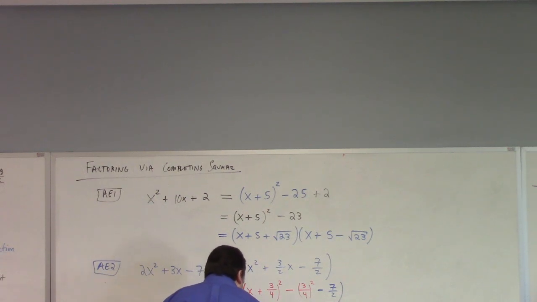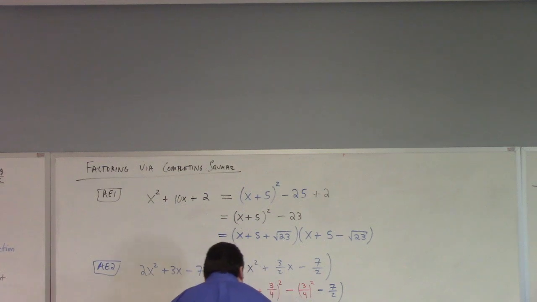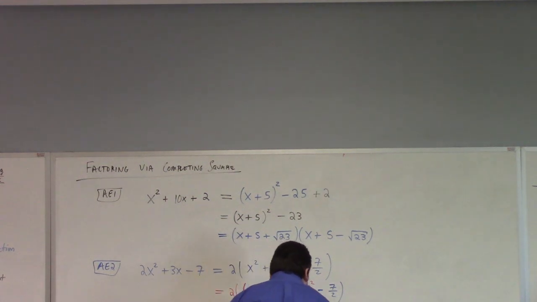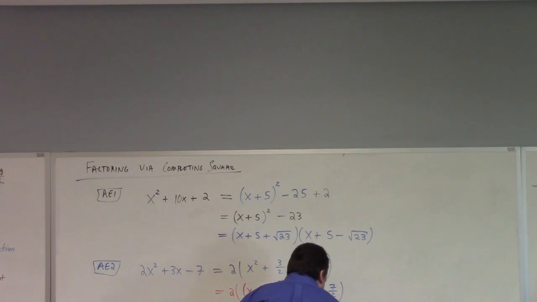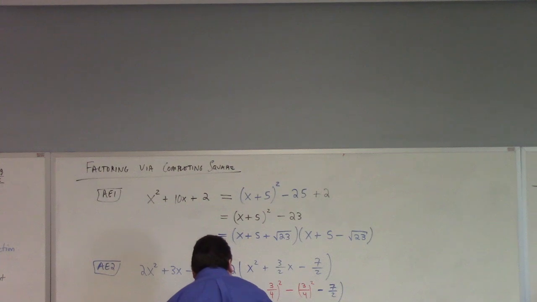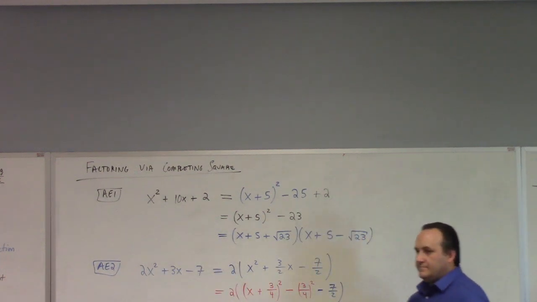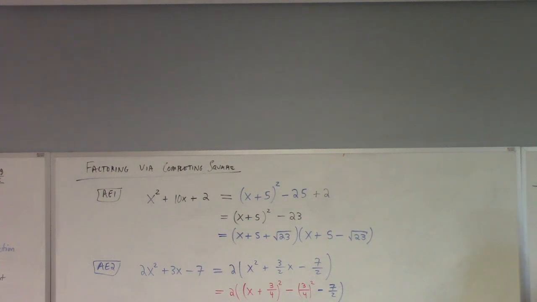So we get (x plus 3/4 minus the square root of 23 over 2) times (x plus 3/4 plus the square root of 23 over 2). Factored. Just like that. Every quadratic you can factor using completing the square.